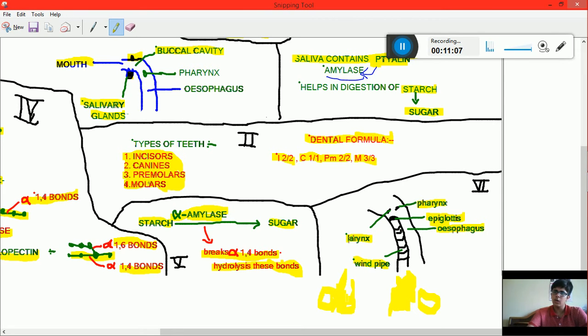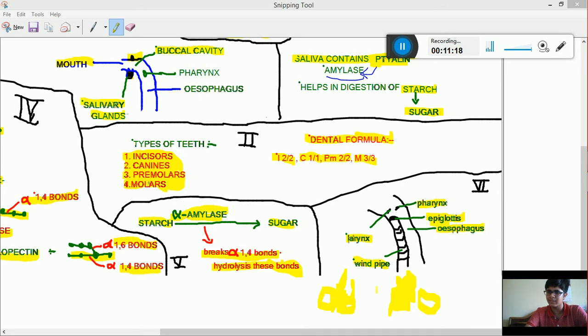That's the reason that when we talk or speak something while eating, the epiglottis is removed from the windpipe, and there is a chance that food might go inside our windpipe, and it can go into our lungs, which will lead to a fatal situation and can lead to death. So that's why it is recommended not to speak while eating food.